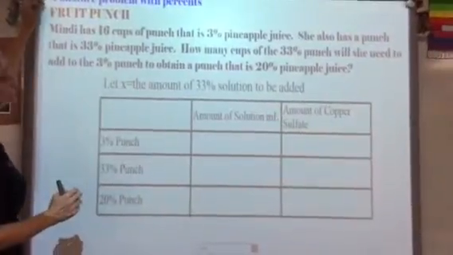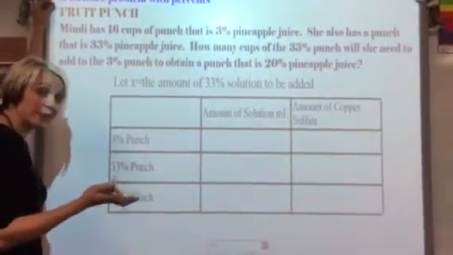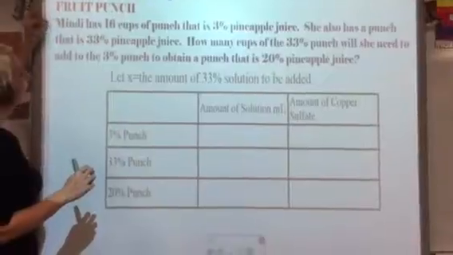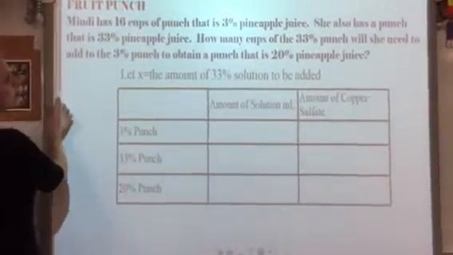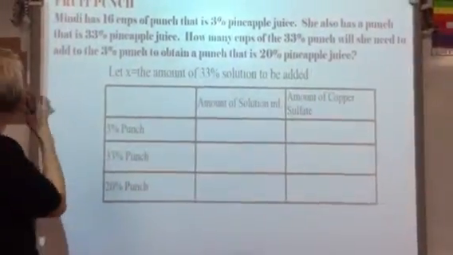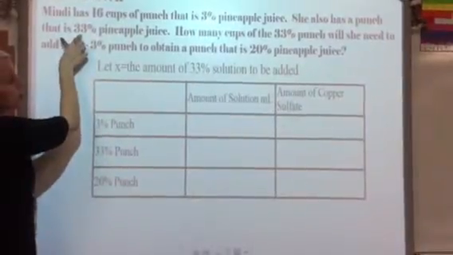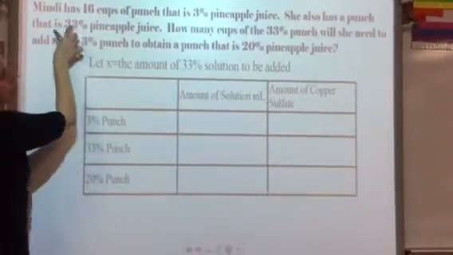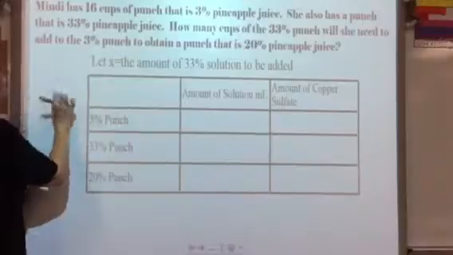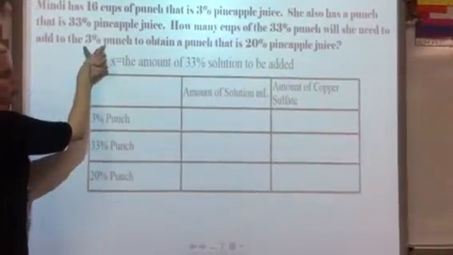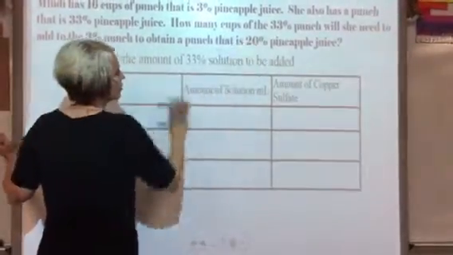Now we have a mixture problem that deals with percents, and this will be example 2 in your notes. Mindy has 16 cups of fruit punch that is 3% pineapple juice. She also has a punch that is 33% pineapple juice. How many cups of this juice would she need to add to the 3% juice to obtain a 20% solution?